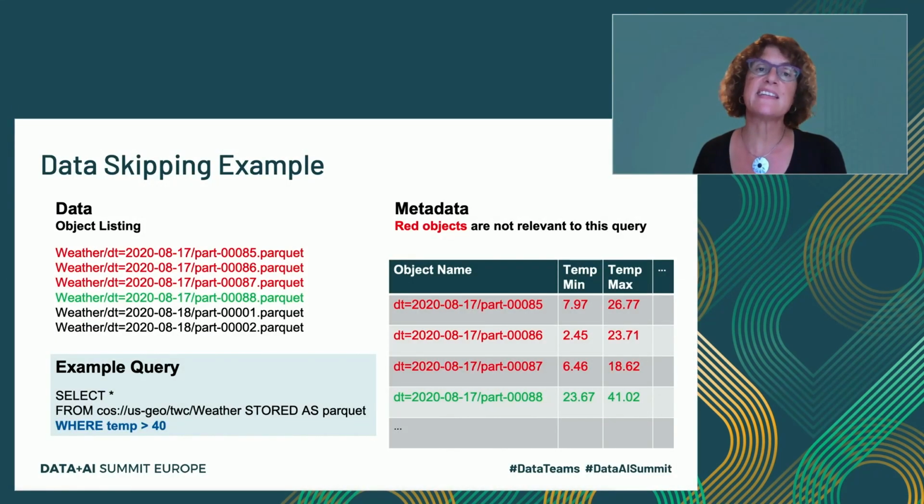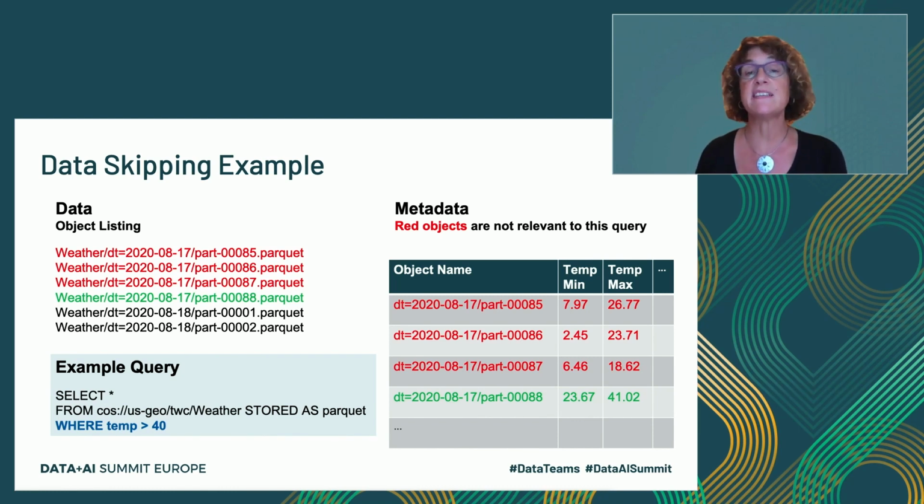Here's a classic example of data skipping using a min-max index on the temperature column. For each object, we store the minimum and maximum values of that column. When evaluating a query looking for temperatures of over 40 degrees Celsius, Spark with our library will prune the list of relevant objects based on this metadata. In our example, the red objects are not relevant to the query and therefore don't need to be scanned.